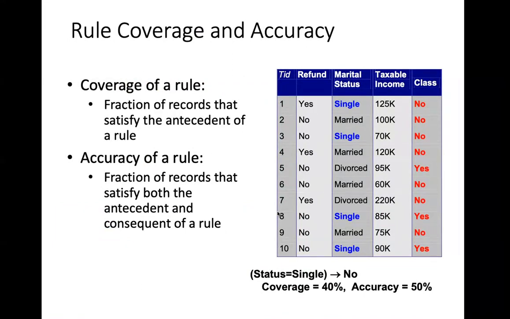which comes up to the question that there should be a test of the rule coverage and the accuracy, and you can see here how they are being defined. The coverage of a rule is the fraction of records that satisfy the antecedent of the rule, and the accuracy of the rule is the fraction of records that satisfy both the antecedent and the consequent of a rule.